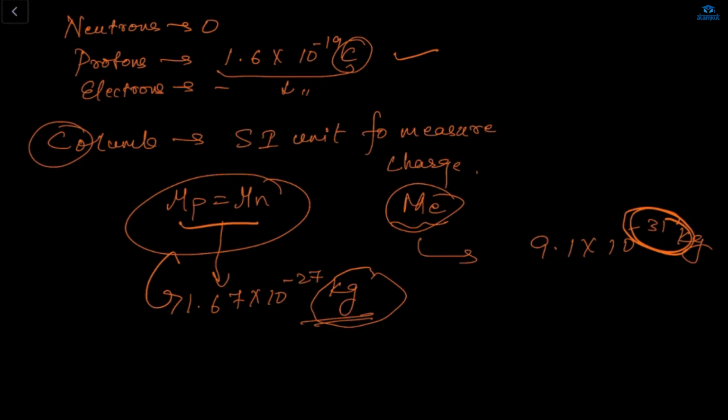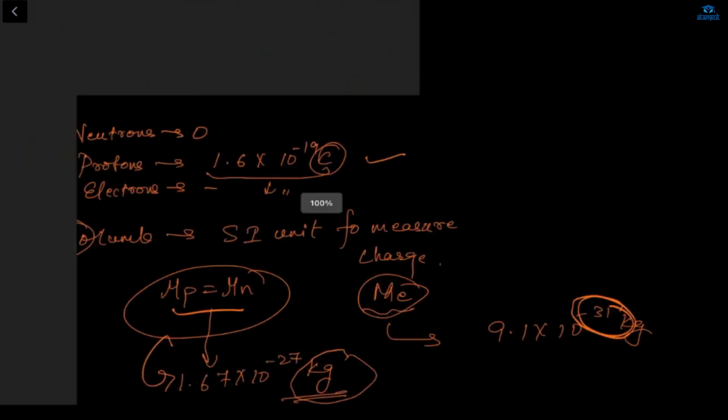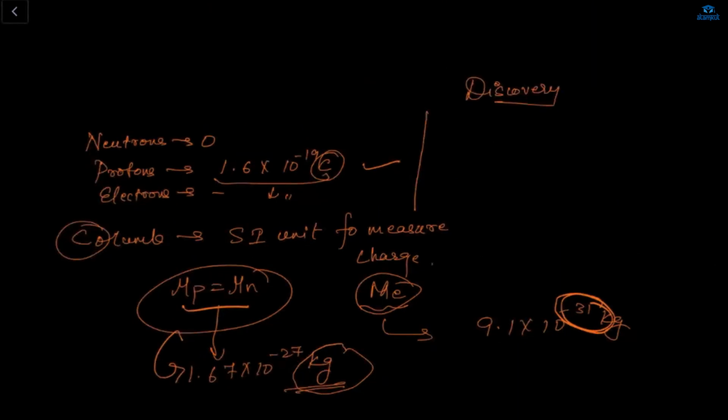Now, can you tell me the discovery of neutrons, protons, and electrons? Who discovered them? Is it J.J. Thomson for the electron? Yes, J.J. Thomson, correct. And for proton, is it James Chadwick? No, he is for neutron. For proton, I remember the name is not from R. Rutherford. Yes.